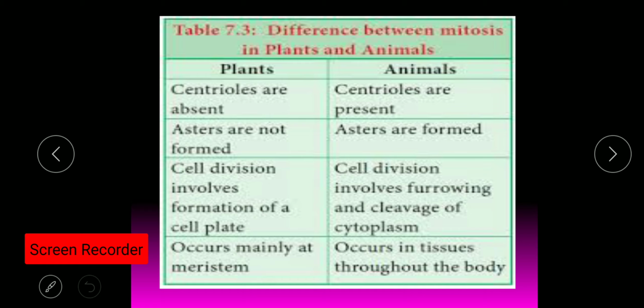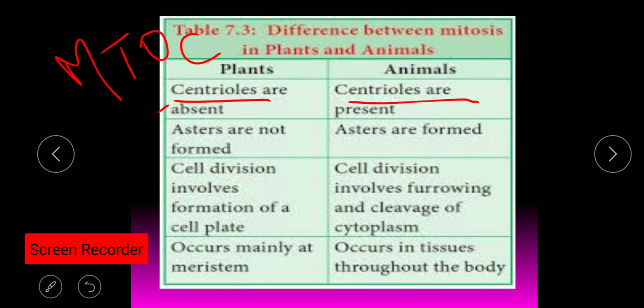Now we have to see the difference between the mitosis in plant cell and mitosis in animal cell. In any cell division, centrioles are absent in plant cell, whereas centrioles are present in animal cell. You understood now how centrioles help in the initiation and regulation of cell division. So, in place of centrioles, plants have another structure, that is the MTOC, the microtubule organizing center. The function of centrioles will be performed by the MTOC in plants.